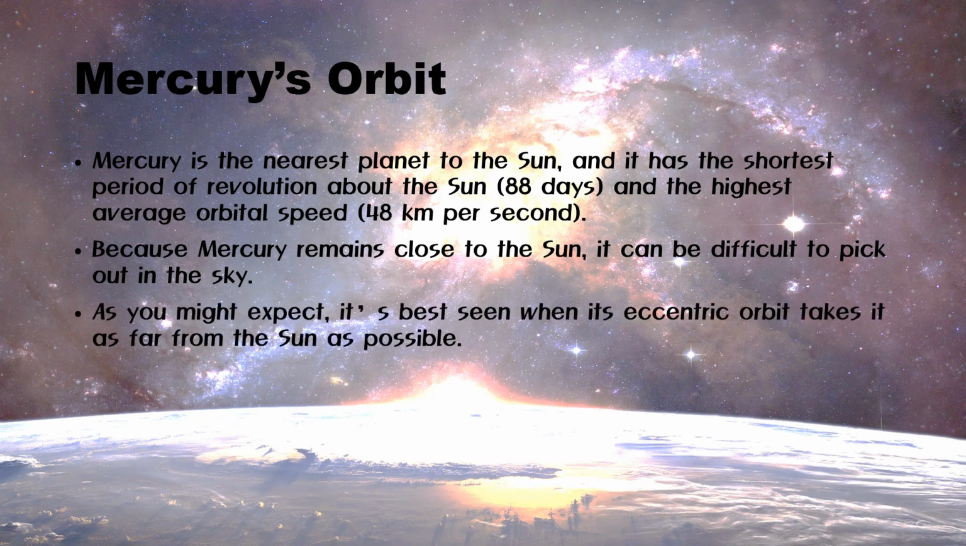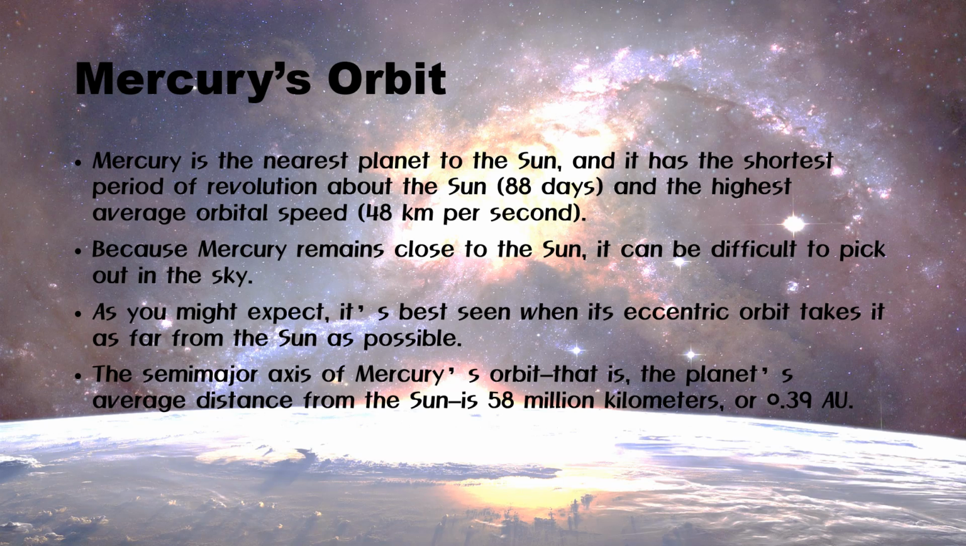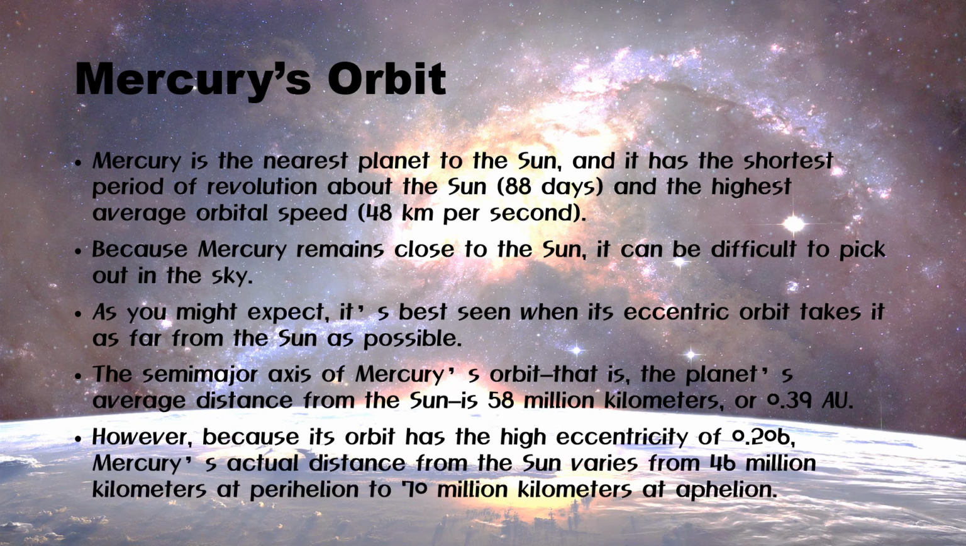And as you might expect, because of that close proximity, it's best to see Mercury when its eccentric orbit takes it as far away from the Sun as possible, because it's going to lie so close to the ecliptic, which of course is the path of the Sun, that it's going to be very hard for us to actually make it out. Now, the semi-major axis of Mercury's orbit, which is again the planet's average distance from the Sun, is about 58 million kilometers or 0.39 astronomical units.